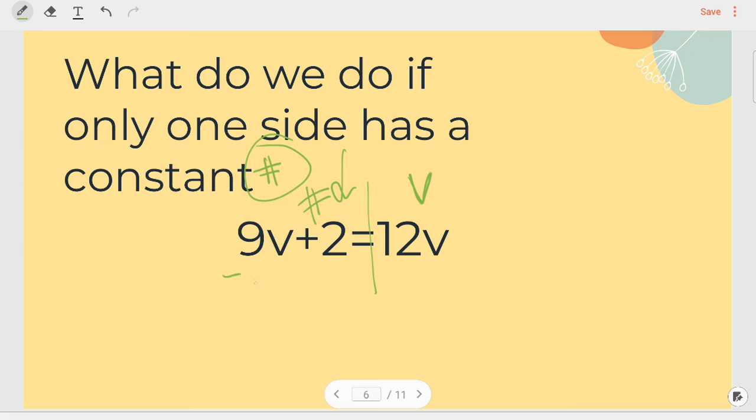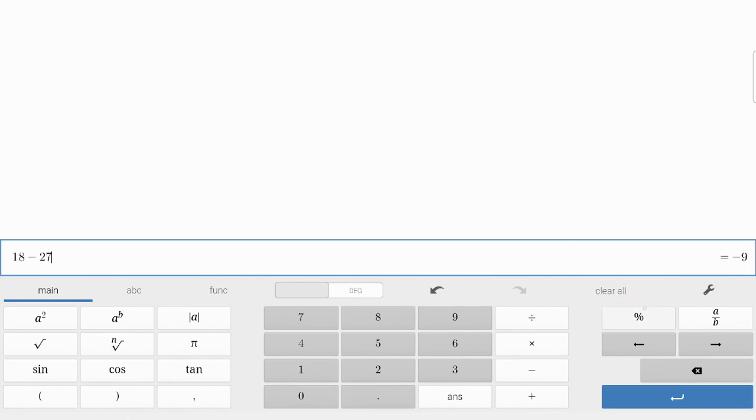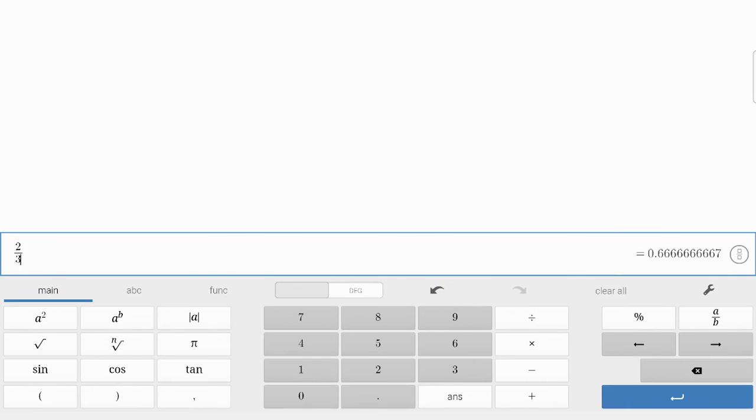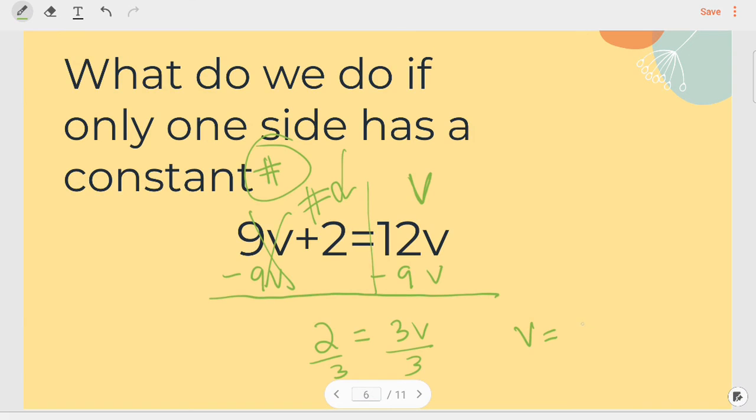If this is my number side, I'm going to get rid of 9v. I'm going to cancel that out, and I get 2 is equal to 3v. And then I'm going to divide by 3. V is equal to, now if you type it in your calculator, 2 divided by 3 is a big long decimal. If it's a big long decimal, just change it to a fraction so we can write a simple version. It's 2/3.